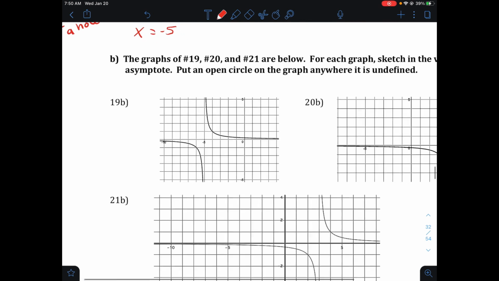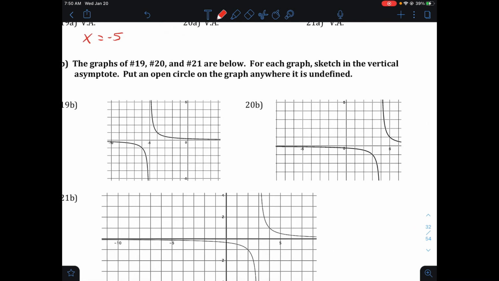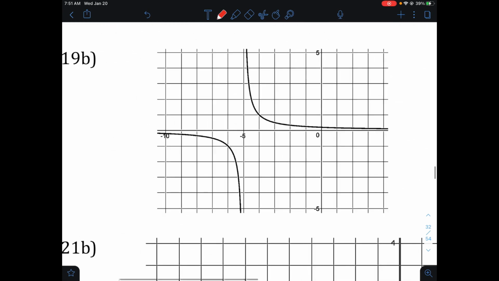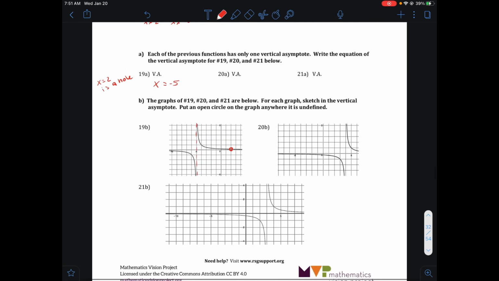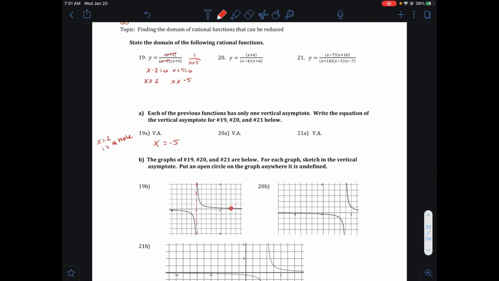They become a hole. So it says, for each graph below, sketch in the vertical asymptote, and put an open circle on the graph wherever it is undefined. So we've got our asymptote there at -5. And then at 2, we have a hole. So you would put a hole there at 2. All right. So just to reiterate, when they cancel with the top and the bottom, you get what's called a hole, and you no longer have a vertical asymptote there.